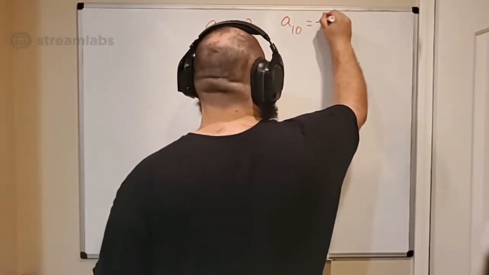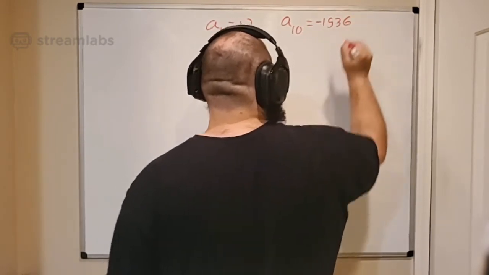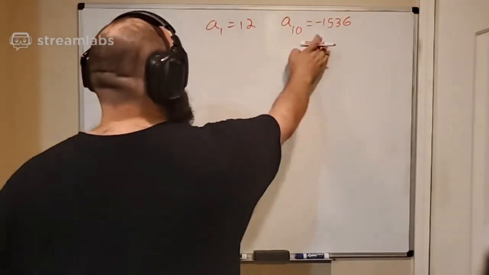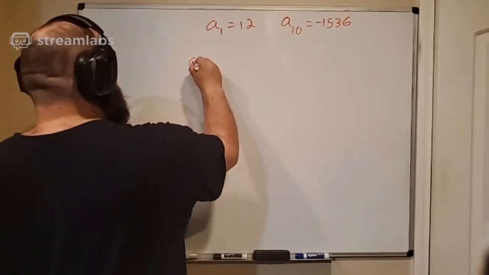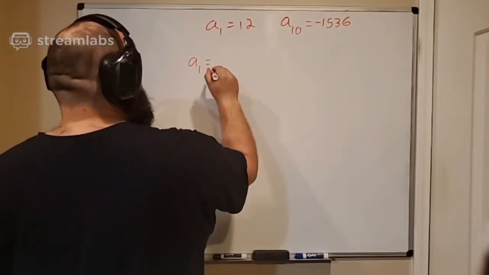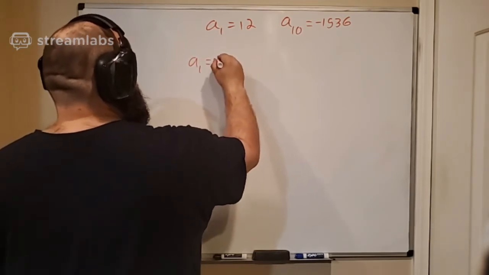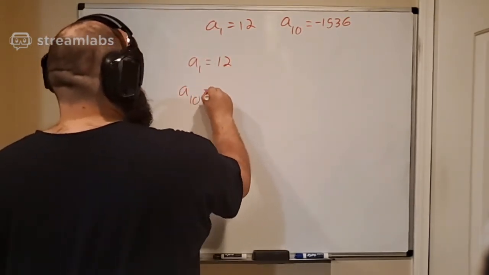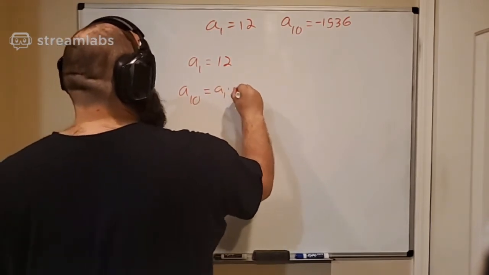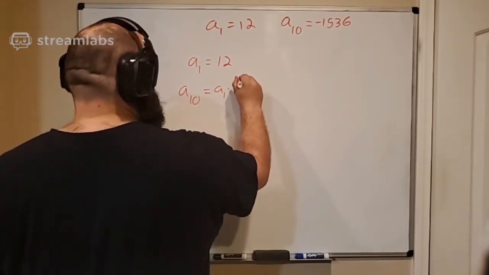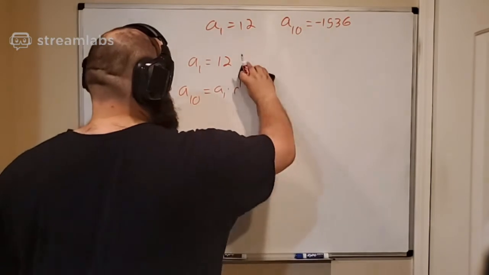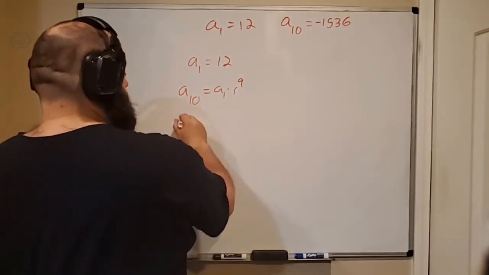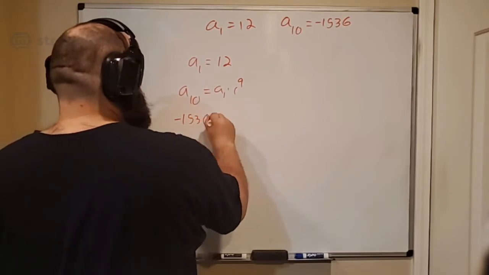Yes. Okay. So it's going to be the exact same process we looked at yesterday. We're going to want to write out that A1 is equal to, it's pretty easy, just 12. But then A10 is equal to A1 R to the n minus 1, so I'm going to write a 9. So you get negative 1536 is equal to 12 R to the ninth.